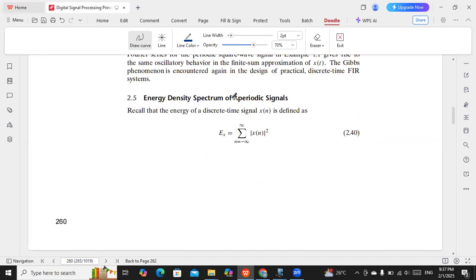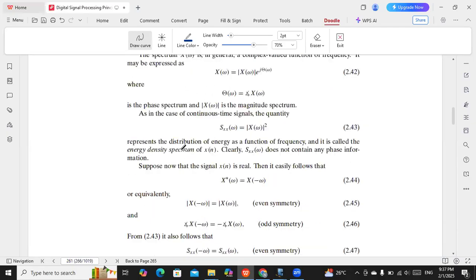So you no need to care about the energy density spectrum of non-periodic signal.